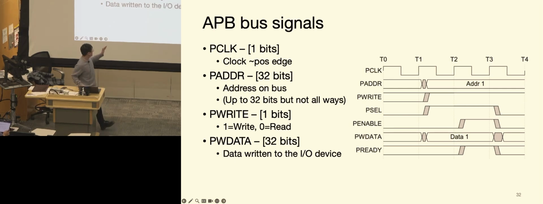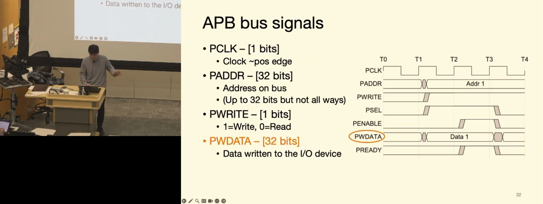There's also the P ready. It's not labeled on it, but basically it's a signal from the peripheral, the slave, that tells you whether the peripheral is ready to react to your command or instruction. And that one, P ready, is connected individually to each of the peripherals.